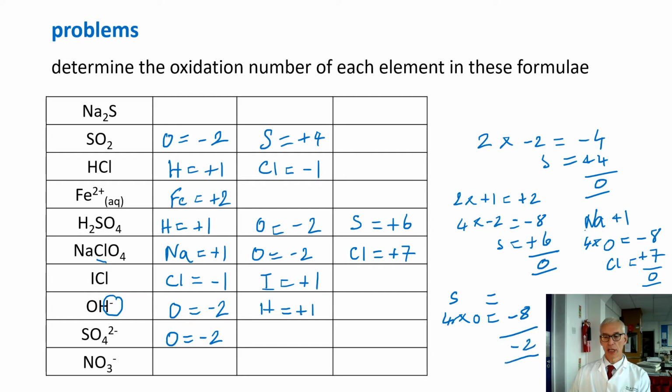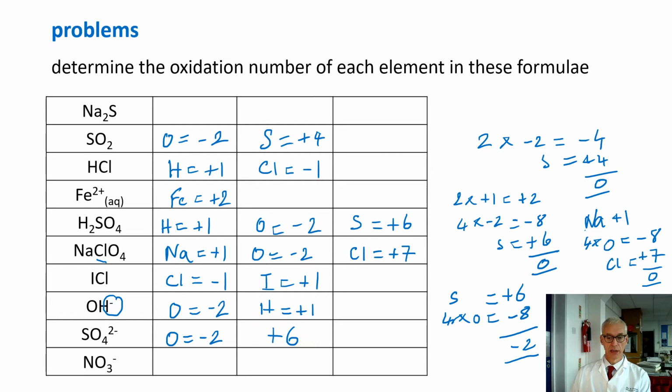So the oxidation number of sulfur, plus minus 8 must come to minus 2. So clearly sulfur in this case is plus 6. So if we look just at sulfur here as an example, the oxidation number of sulfur in sulfur dioxide is plus 4. In the sulfate ion, it's plus 6. There is no rule about the oxidation number of sulfur.